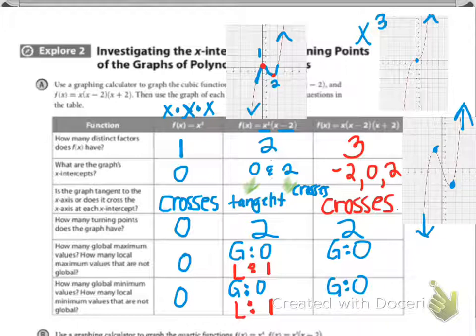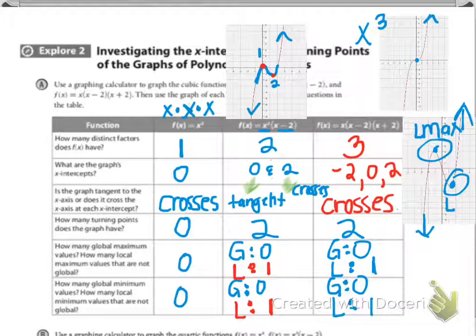Now, as far as the local ones go, there is a local maximum, and it's right here. This is the local maximum right there. And there's 1. And then local minimum, there's also 1, and it's right here. So this one's a local max, and I have to do local max, and then local min for this one. So local min, but no absolute max or min.